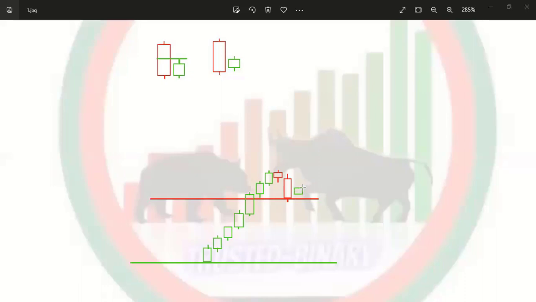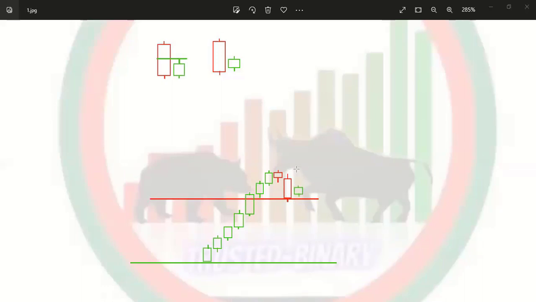So now this is the situation. This is looking like the pregnant woman. So this is mother candle, this is baby candle. So now we can call, yes, it's a bullish harami pattern. And we will not call this one an inside bar pattern.